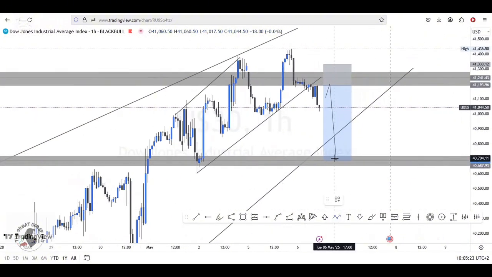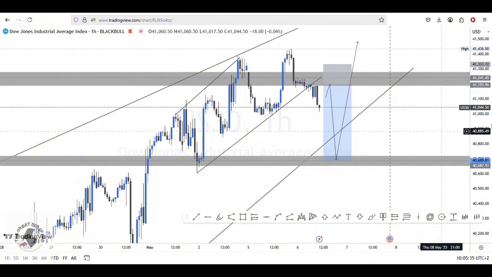Okay, yeah, this is what I expect from USDT.